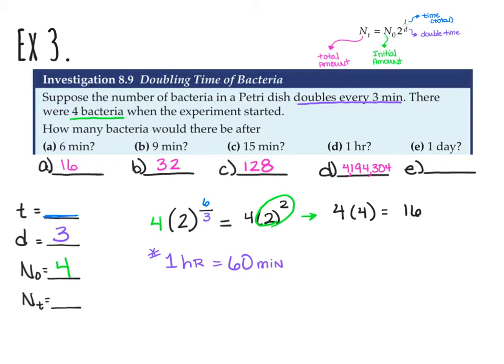So again, we need to convert 1 day into minutes. So we know that 1 day equals 24 hours. And then to get minutes, we would take that and multiply that by 60 minutes per hour.